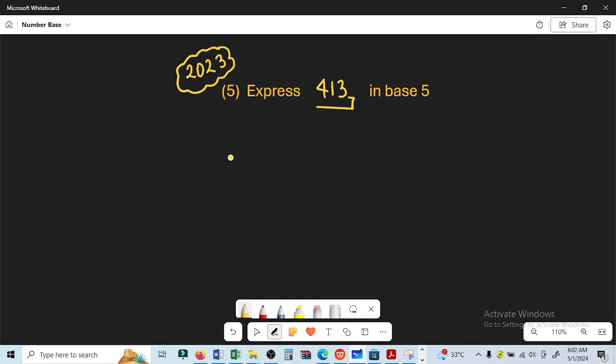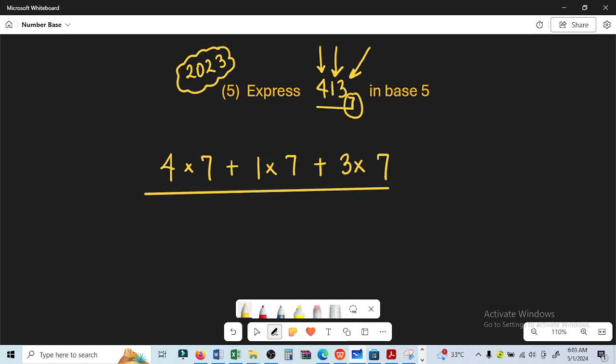You're going to spread these numbers. The first number here, you say 4 times, what is the base? The base is 7, times 7, then plus the second number here is 1. So this is 1 times the base 7. See, very easy, right? Then plus the third number is 3, so we say 3 times the base 7. As simple as that. Now the next step is to label this from right to left.